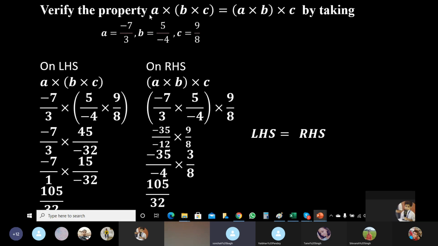These numbers are verifying this equation. Understood this property? In the same manner, question number 4 is also given.